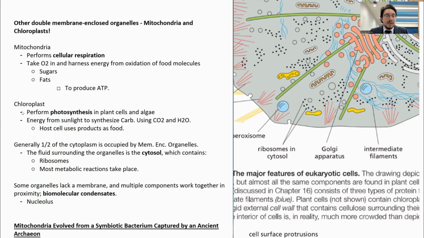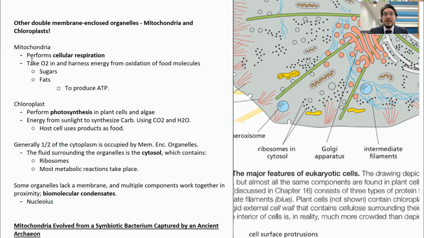You have mitochondria and chloroplast, and mitochondria is one of the organelles, if I can say, that provides for the theory on how the eukaryotic cells came about, which I'll talk about later. Mitochondria is essentially for performing cell respiration, in which the cell takes in oxygen and essentially harnesses energy by oxidizing food molecules, for example, sugars or fats, to produce ultimately ATP, right?